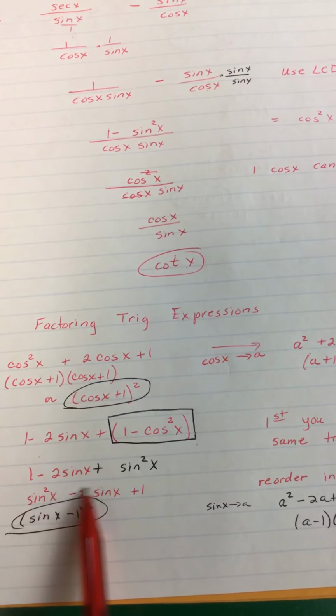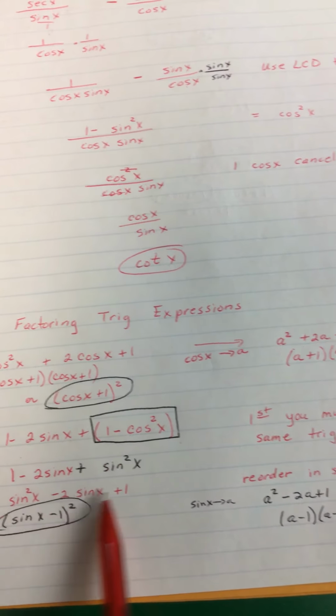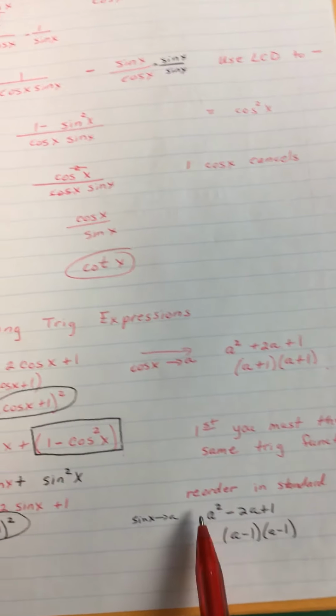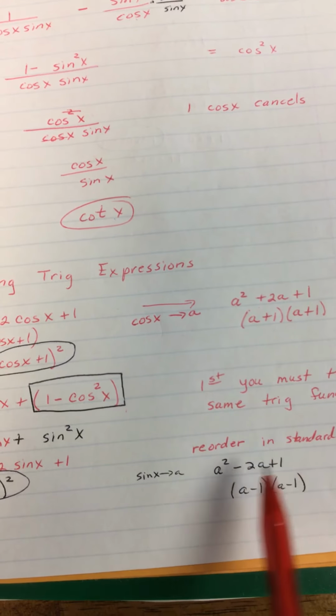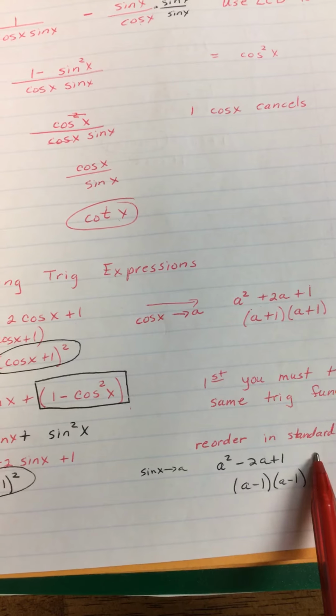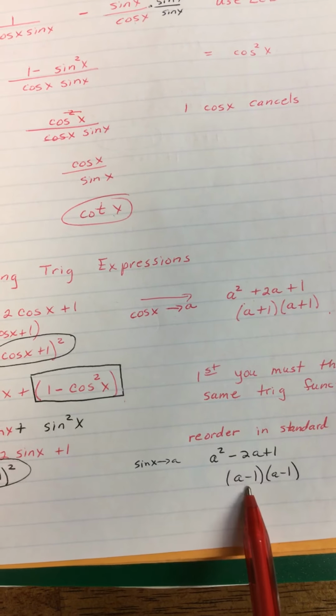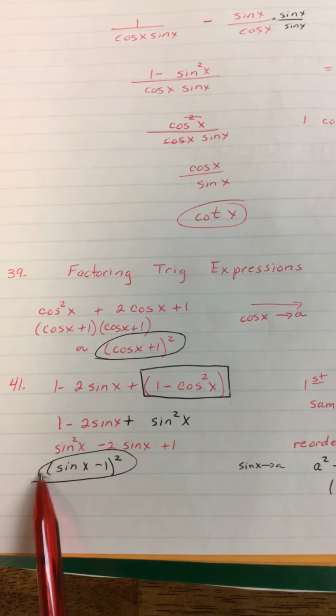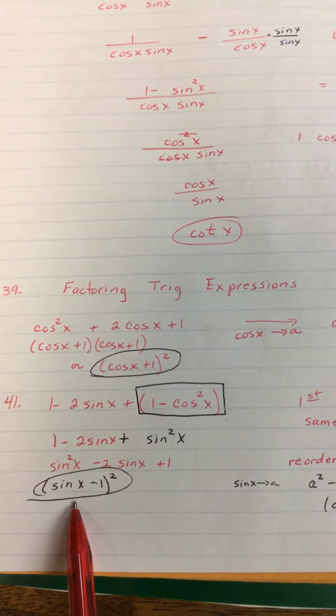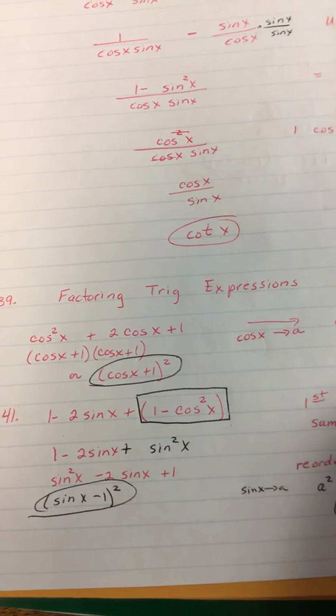And again, if this overwhelms you, think about it this way. What if you had a squared minus 2a plus 1? I think you would know that factors into a minus 1, a minus 1. And so in place of a, I have sine x minus 1, the square of that.